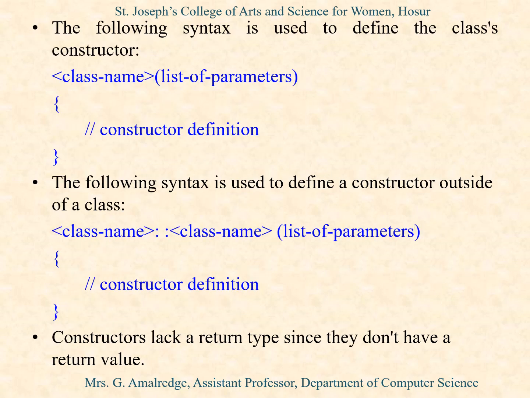This is the syntax for defining the constructor. Class name, list of parameters, and then we have to define our constructor. If we are going to define the constructor outside of the class, we have to use the scope resolution operator. A constructor is a member function but it does not have any return type since they don't have a return value.